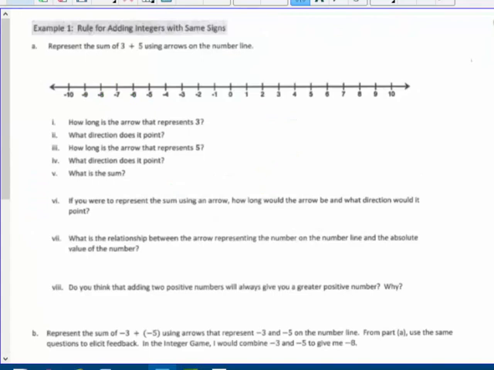Represent the sum of 3 plus 5. Well, this is just like when you were in kindergarten, 3 plus 5. So this explains it even a little bit more. 3 plus 5, 1, 2, 3, 4, 5, is going to give me 8. I know that. How long is the arrow that represents the 3? Well, that's 3, and they're called units or spaces. What direction does it go? Well, right, because it's positive.